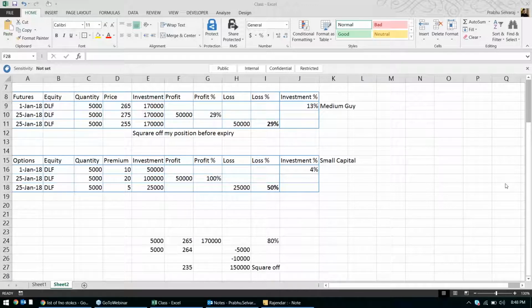Before trading, which graph do we analyze? Cash graph, future graph, option graph? Cash graph, I told already. No future graph, don't analyze future graphs. Only cash graphs.